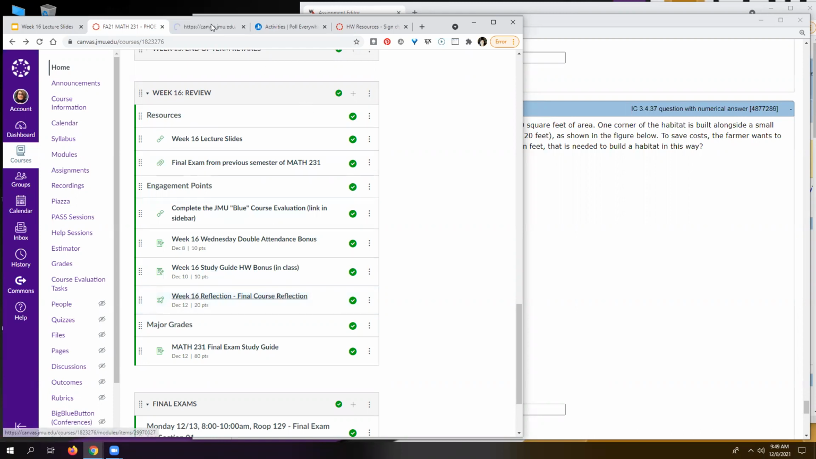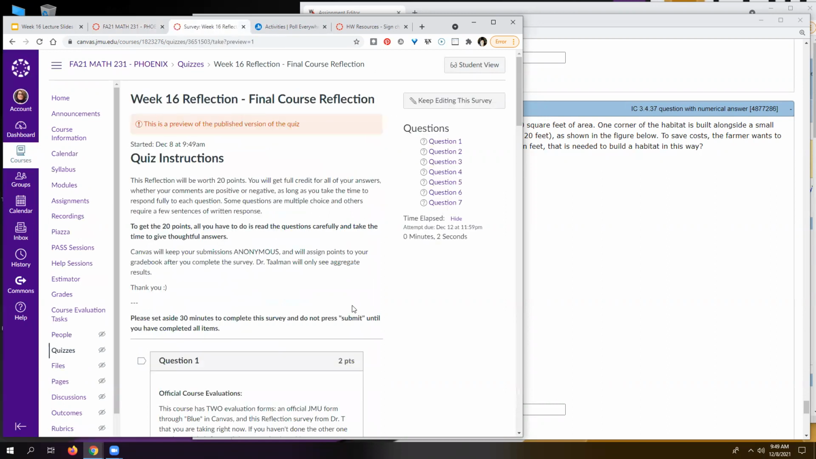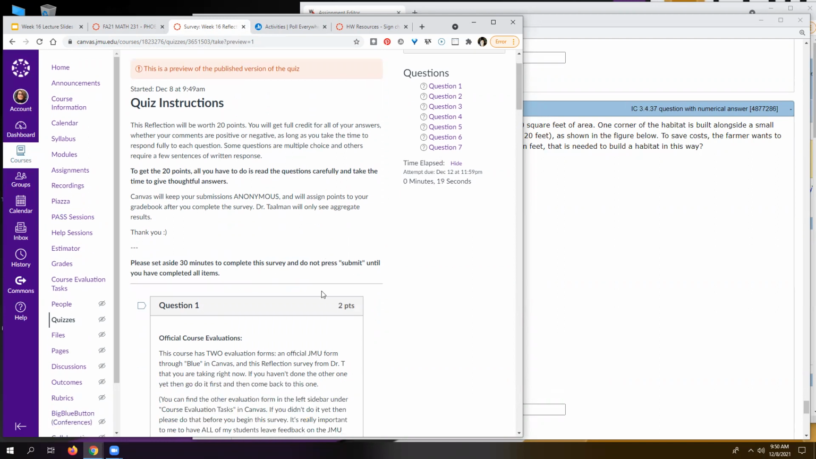On Sunday is the final course reflection, and this is anonymous, so I won't be able to see whose answers are whose. I will be able to see your answers when it's all done. It'll let me download a spreadsheet that has all the answers, but I won't be able to see where they came from. So this is anonymous.